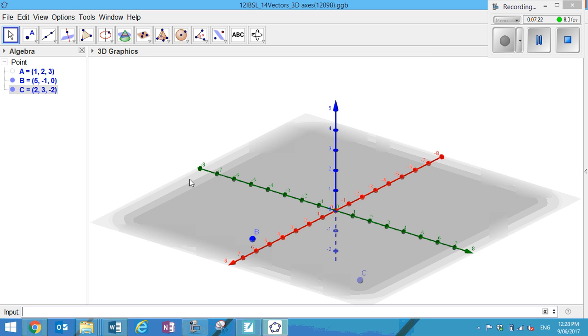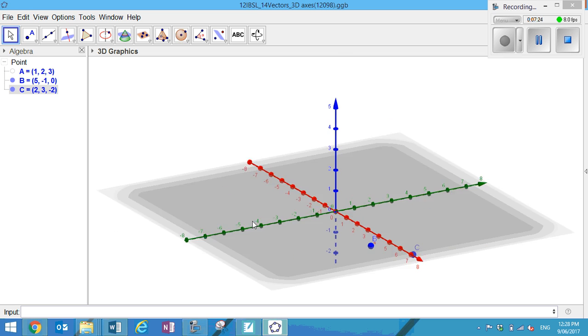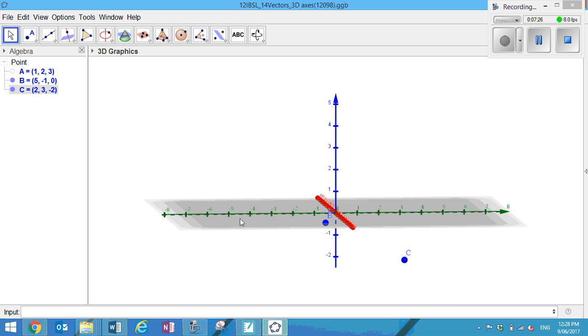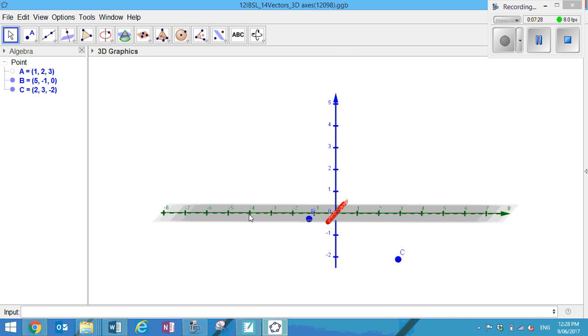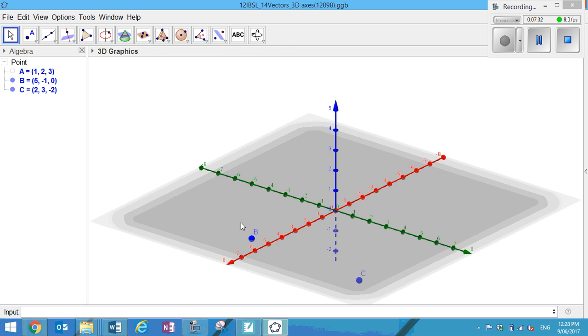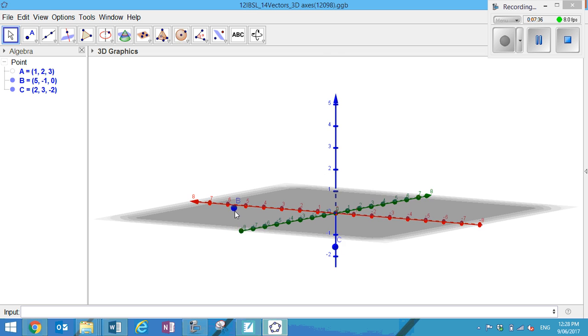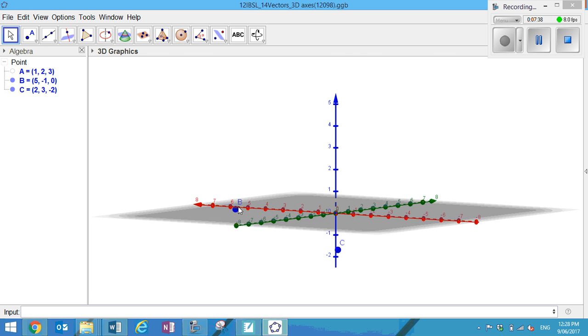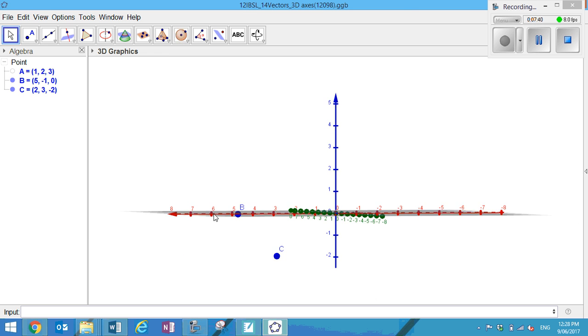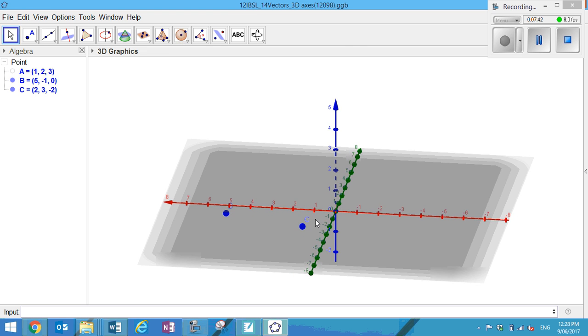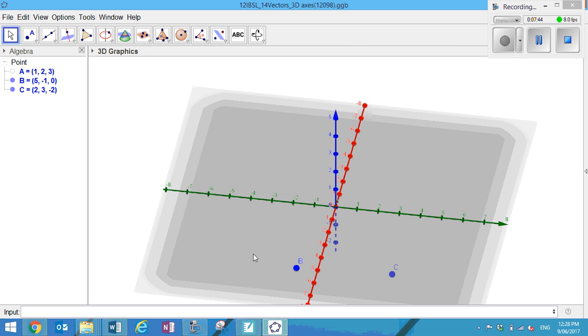So here are 2 points. This point B, remember, was on the XY plane. It's got no Z value, so we can see it sitting on the plane there. And the point C is sort of hanging in space. It's below the XY plane. It's got a negative Z value. All right, so let's spin that back around here.